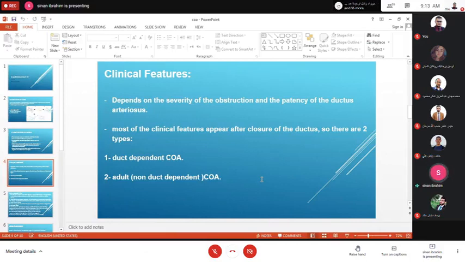So, if the duct will close, they will present with severe symptoms and collapse and acidosis if the obstruction is very severe. So this will depend on two types. We'll divide the coarctation into ductal dependent coarctation of the aorta, this is the infantile type we call it, and the second type will be adult or non-ductal dependent coarctation of the aorta.